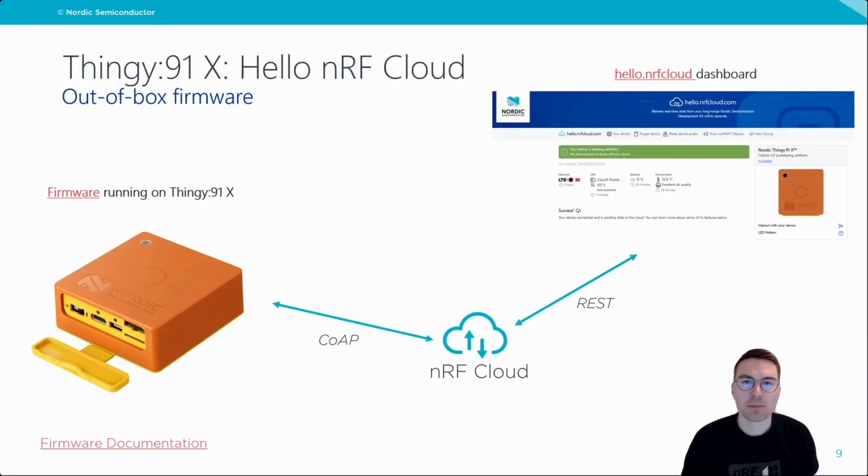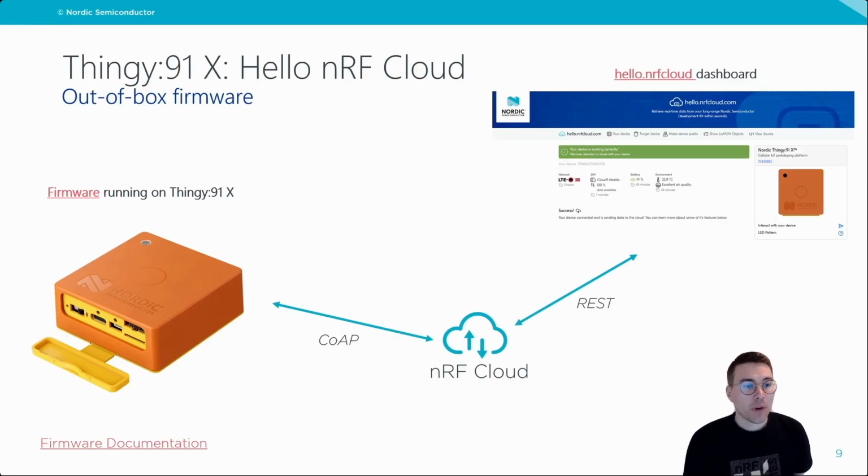And just to explain a bit around the firmware that's running out of the box, we have it listed here. It basically talks to nRF Cloud through an optimized CoAP protocol. So that's UDP based, meaning it will work very well both on LTE-M and NB-IoT. It's also much more power efficient compared to TCP based protocols such as HTTP or MQTT.